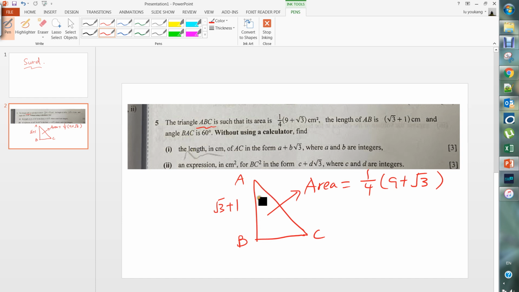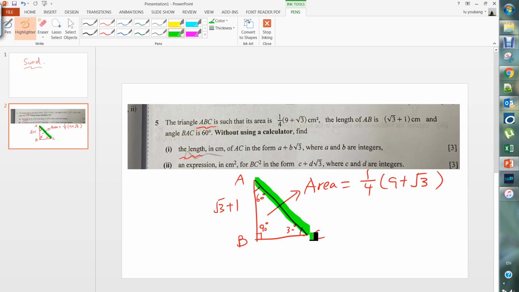So clearly this angle is not 60, right? Okay, let's assume this is 60. So if this is 60 and this has to be 30, and therefore this is 90, right? Without using a calculator, so you are not allowed to use a calculator, how can you find the length AC, which is here?